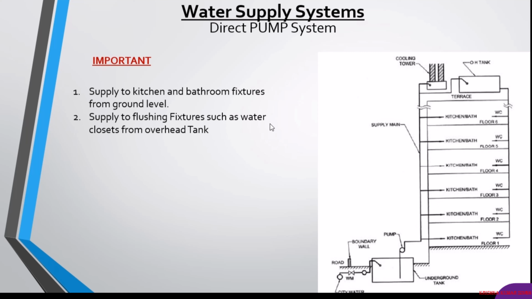All right, so these are some important lines. Supply to kitchen and bathroom fixtures is from ground level, but supply of water to water closets and flushing fixtures is from the overhead tank. Okay, so this is all about the direct pumping system.